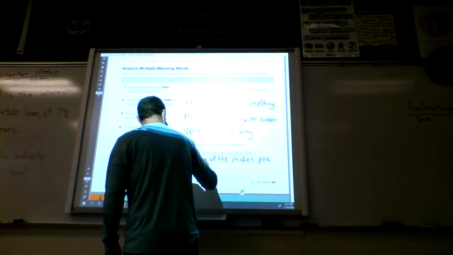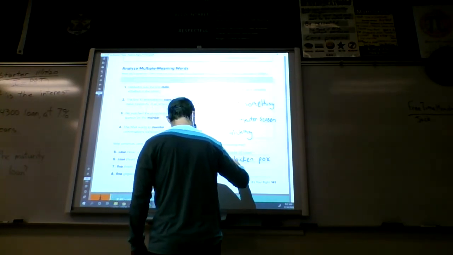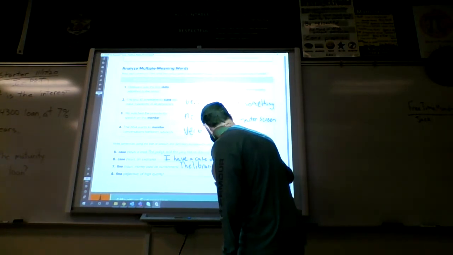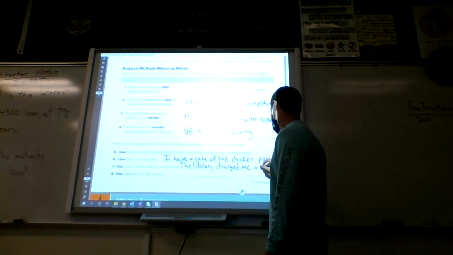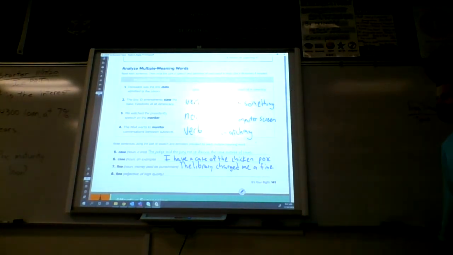Okay, the library charged me a fine. Look, I'm making it so small. So if they charge you a fine, you probably would have lost your book or destroyed it or something. Like burned it. Okay, that's unfortunate when you have to pay a library fine.